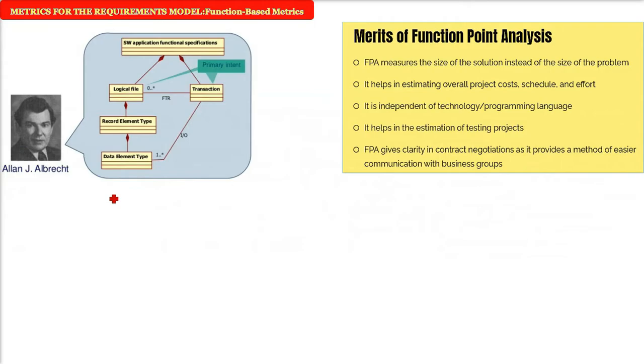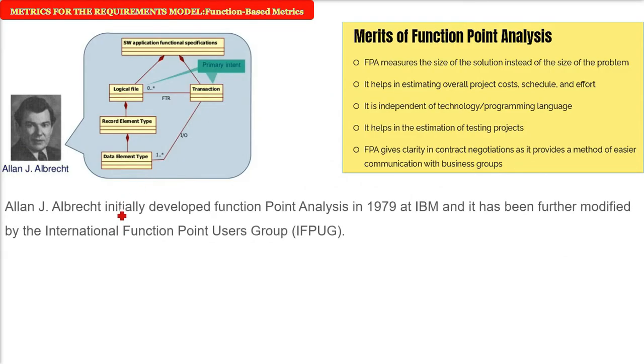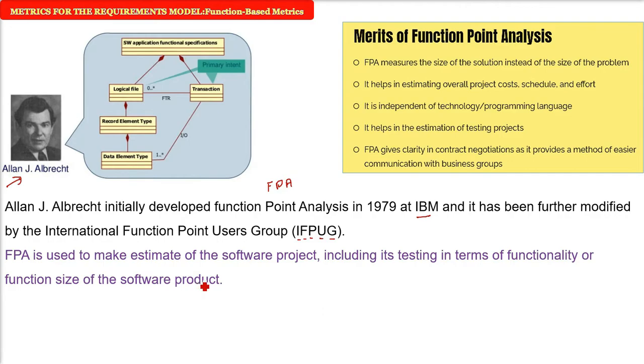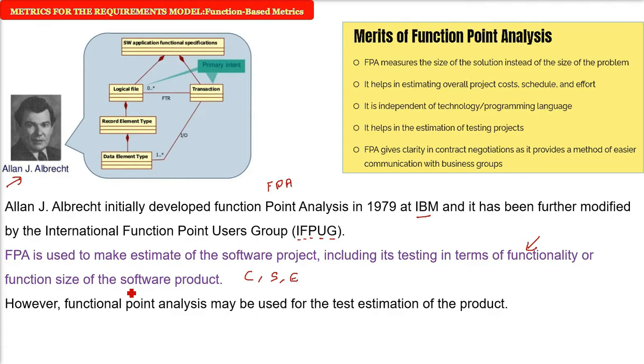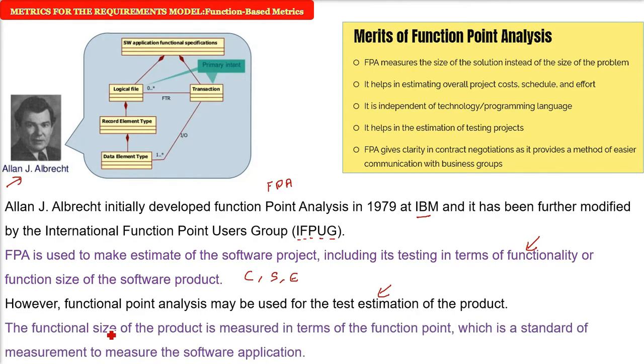Function point analysis or function based metrics. Now you see here Mr. Allen, he developed this function point analysis in 1979 at IBM, and this was further modified by the International Function Points Users Group. Now this FPA is employed to make estimates of the software project, including its testing, in terms of functionality or the function size of the software product. So the cost, schedule and effort can be computed. As I said, this function point analysis may be used for the test estimation of the product also.